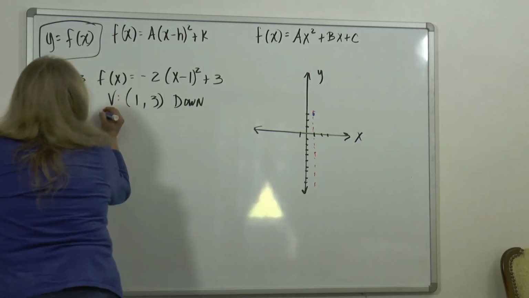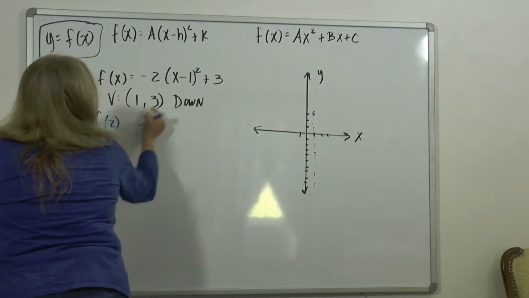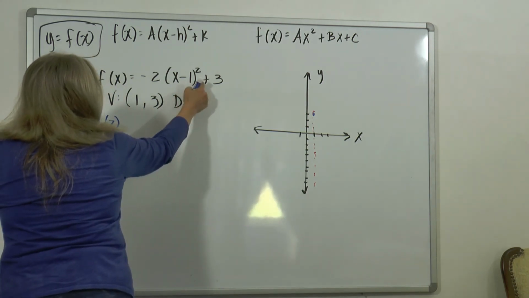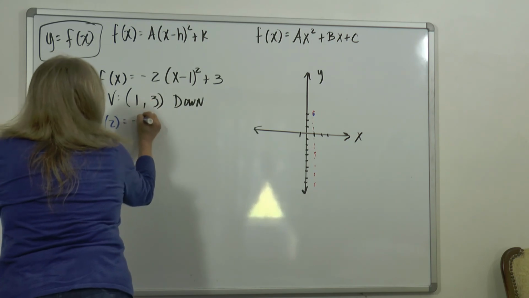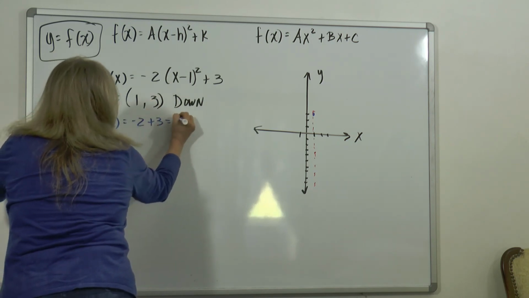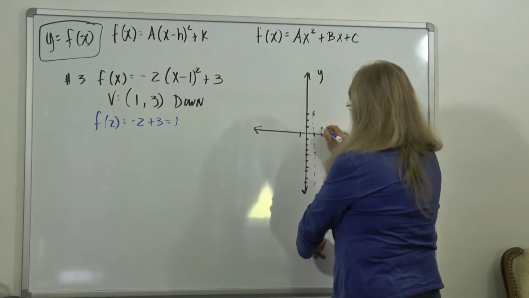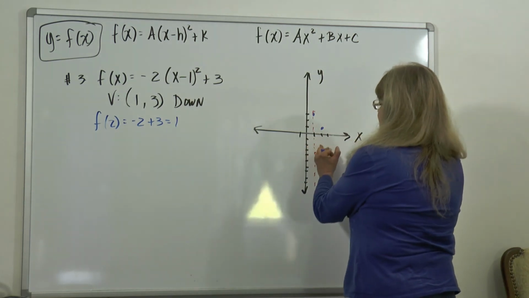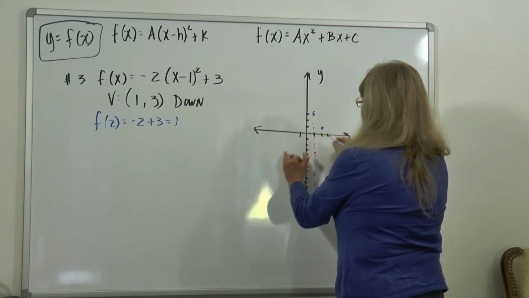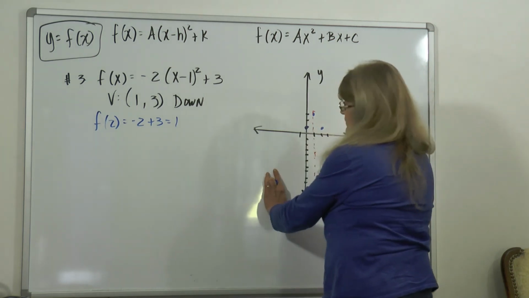So we find f of 2. 2 minus 1 is 1. 1 squared is 1 times -2. That's -2 plus 3 is 1. Okay, from the origin, 2, 1. So one space to the right, it goes to 1. One space to the left will go to 1.